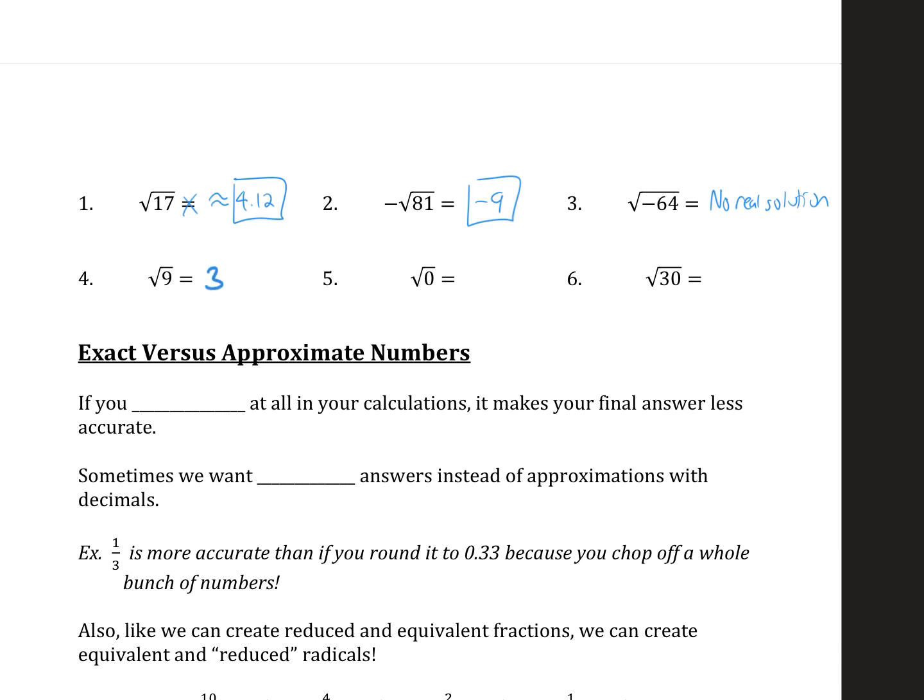What's square root of 0? What number times itself equals 0? It's going to be 0. And the last one we have is square root of 30. That's not equal to, it's actually approximately, to be exact, 5.48.